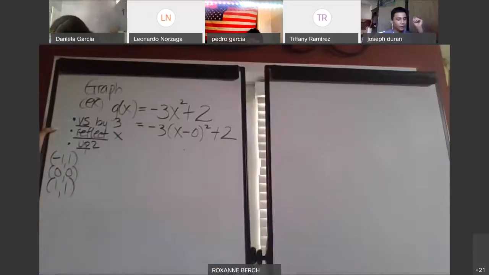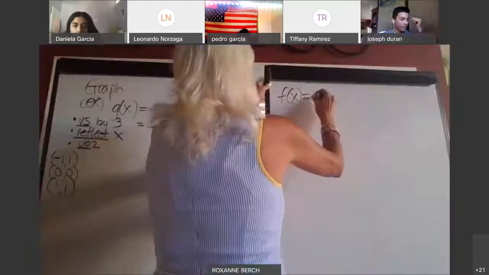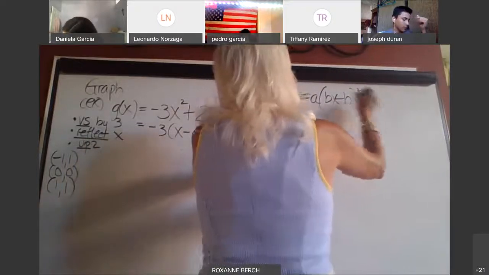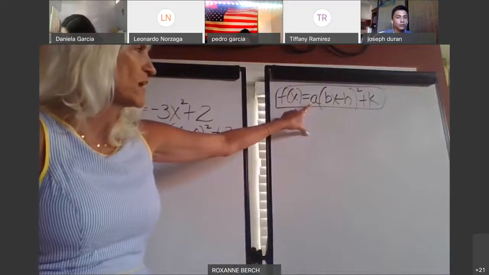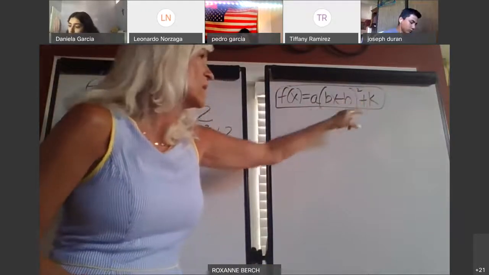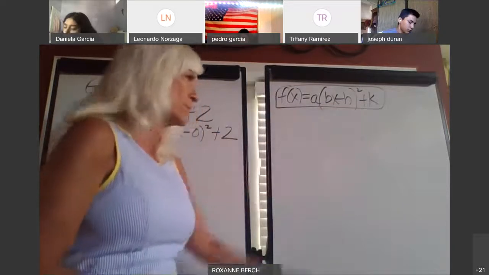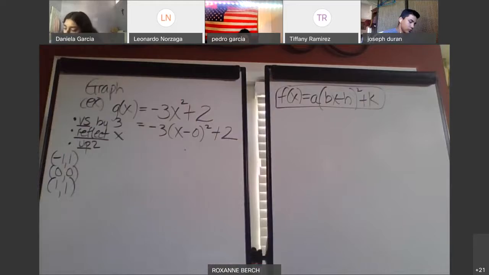Does anybody have a question about that? I'll write the form over here. Remember the form is A times the quantity bx minus h squared plus k. Remember A is outside the square: vertical stretches, compressions, reflection over the x-axis. K is up or down. B is horizontal stretches or compressions, left or right. And remember with B, you have to take the reciprocal. I went over that, right? Yes. Okay, so here we go.